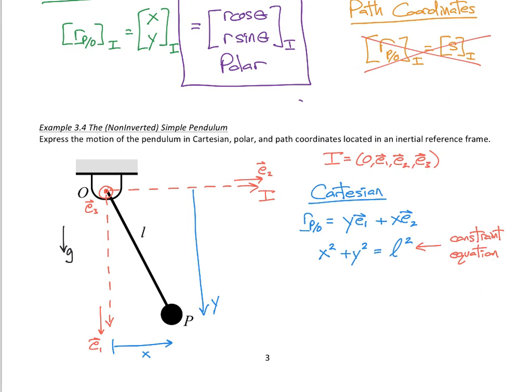Now let's turn our attention to polar coordinates. For these coordinates, we'll define an r and a theta, r being the distance between the origin and point P, and theta being the angle between the basis vector E1 and the line OP. And so our position vector, r of P with respect to O, in the E1 direction has magnitude r cosine theta, and then in the E2 direction it is r sine theta.